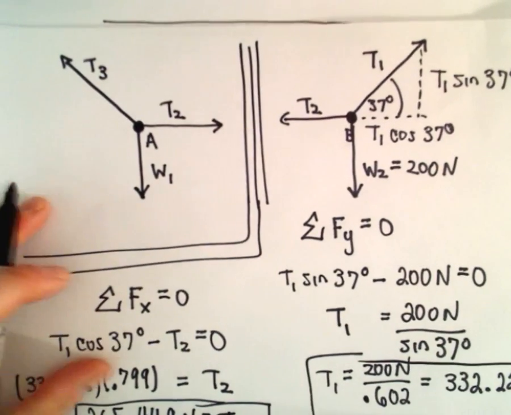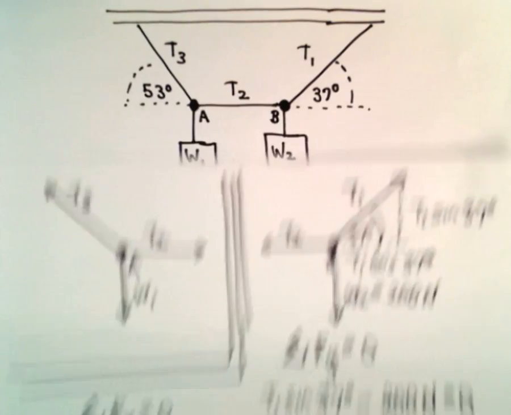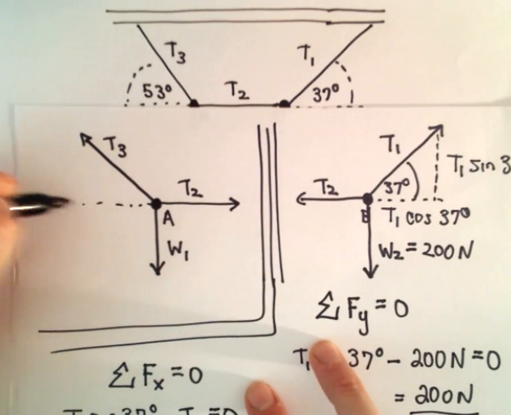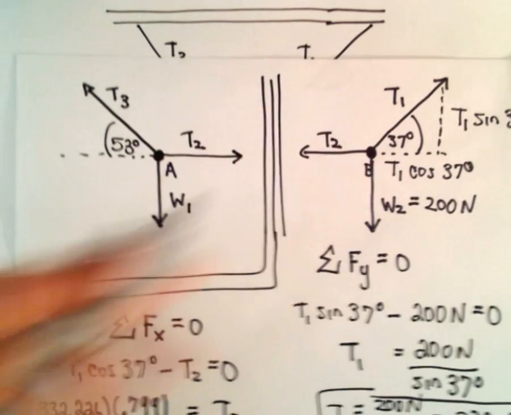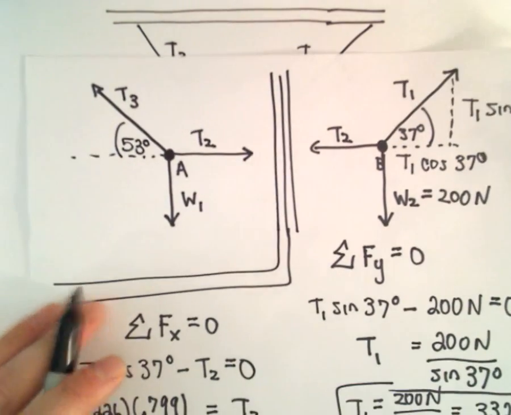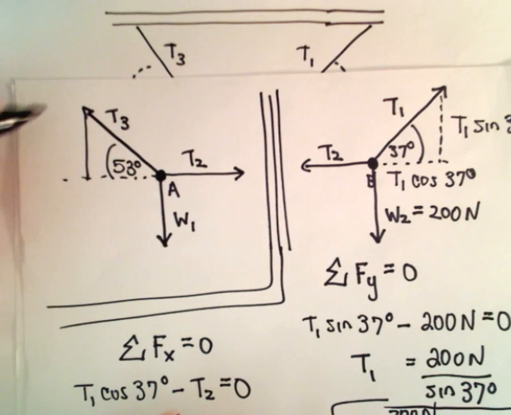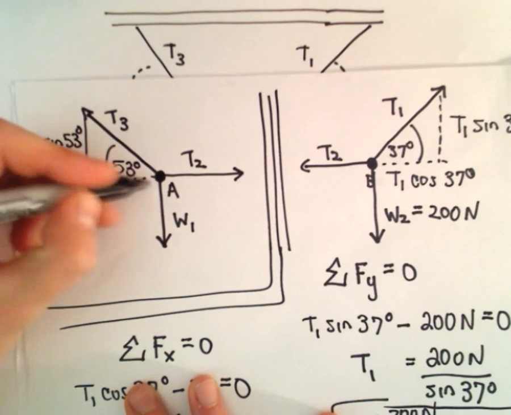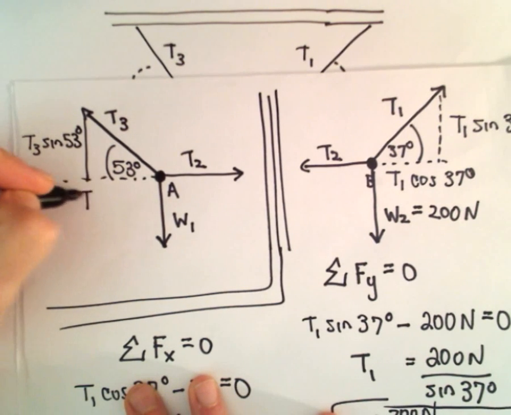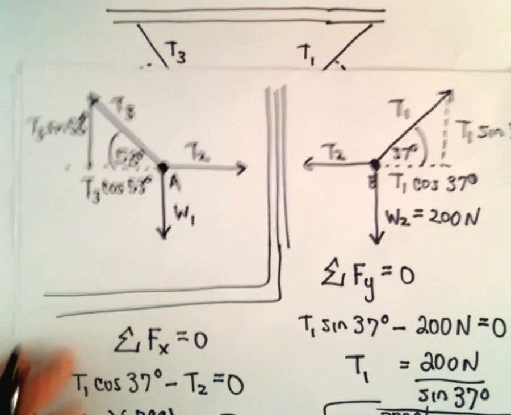Now I can turn my attention to our diagram here on the left. We said the angle there was 53 degrees, so let me fill that in. Now I'm going to do the exact same thing that we did on the right, break this down into vertical and horizontal components. Here the vertical component is going to be T3 times sine of 53 degrees, and the horizontal component is simply going to be T3 times cosine of 53 degrees.